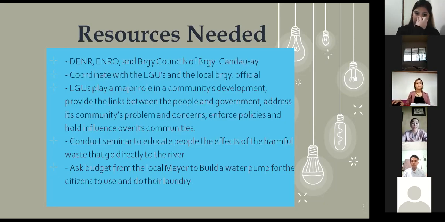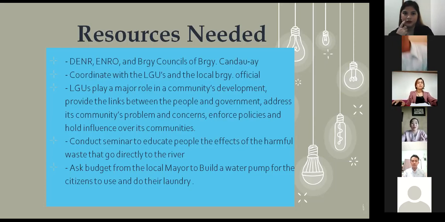be aware of and participate in the activities being implemented, because most especially they are the ones who will be the most affected if the problem continues to spread or grow, right? And after all the strict implementations, they should have a water pump provided by the mayor, so that they will not have a reason not to do the laundry in the river, or a reason for paying fines being implemented by the barangay officials.